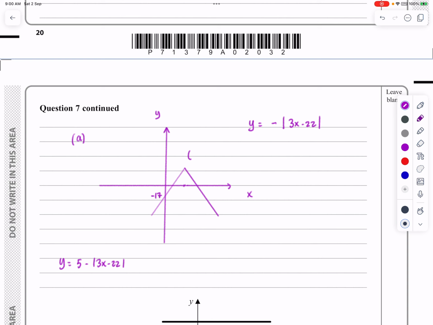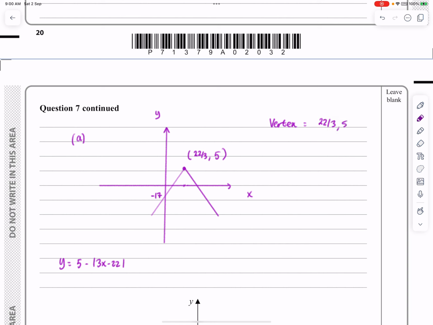We can now say that the x value of the point here hasn't changed, so it's still 22 over 3, but the y value, instead of being 0, has moved up by 5 units. Let's just make sure my handwriting looks okay on that. So 22 over 3, 5. In answer to the question then, the vertex is equal to 22 over 3, 5, and the y-intercept is at 0, minus 17.